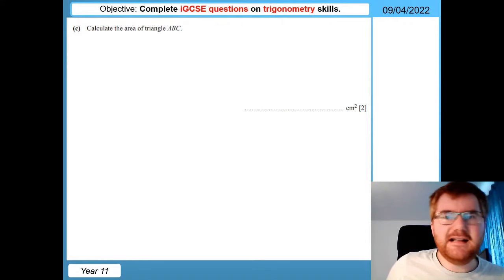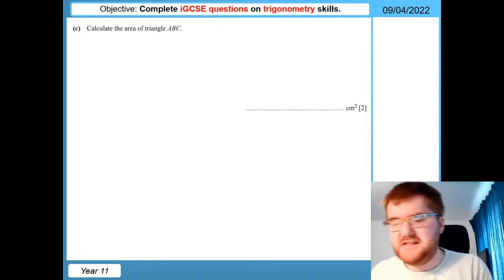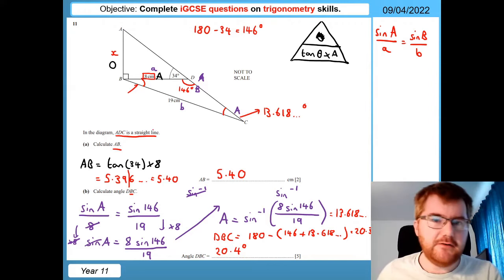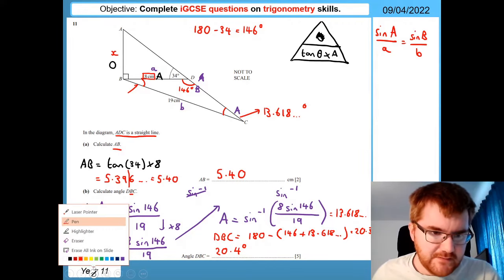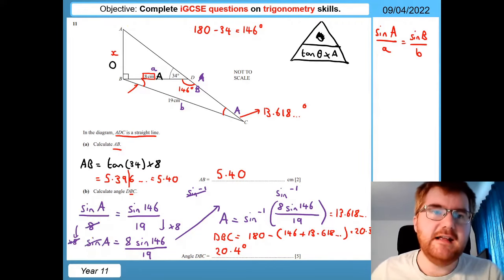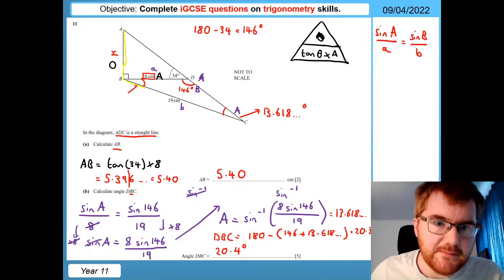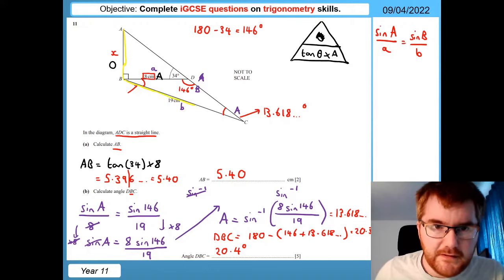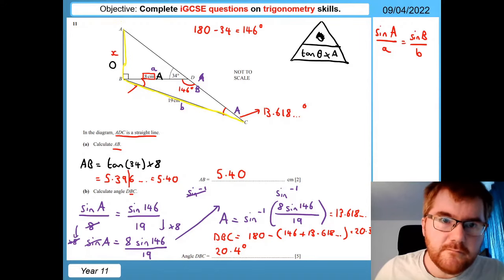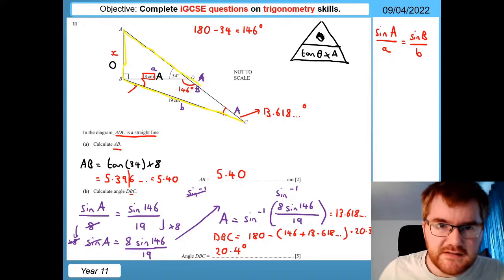So now we need to calculate the area of triangle ABC. Now, just keep in mind here that the triangle ABC, so if I do this in a different color, let's do some yellow, is the entire triangle that we see in front of us. So it's this part, and this part here. So we try and find the whole triangle together.